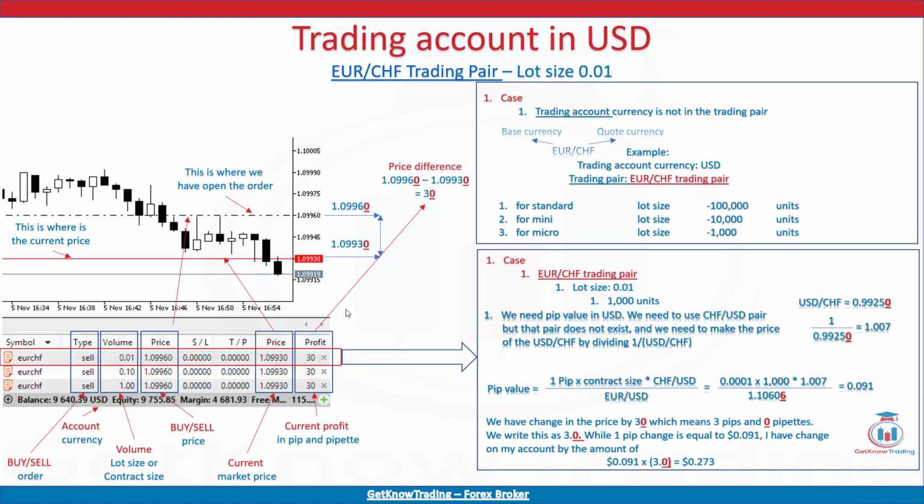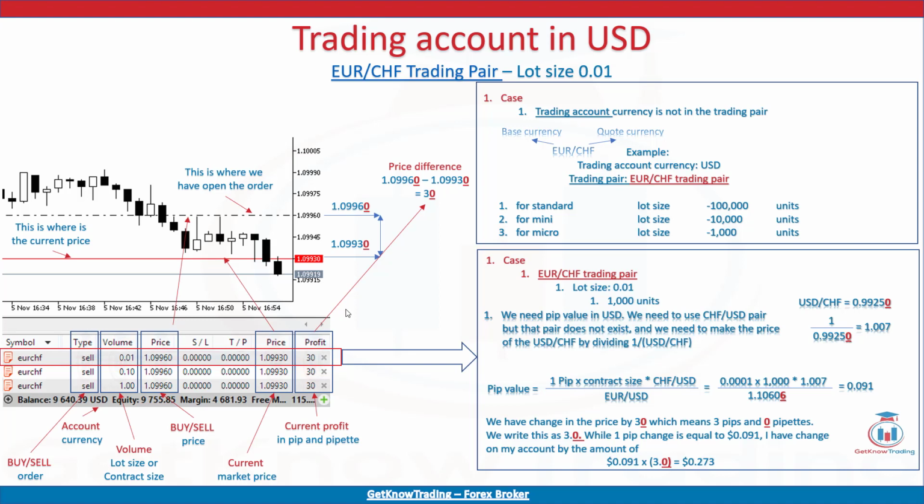In the case of Euro CHF, we have a case where our account balance is in US dollars and we are trading Euro and CHF, so there is no US dollar in the quote. So we need to make another calculation here. First, we need pip value in US dollar. We need to use CHF USD pair, but that pair does not exist. And we need to make the price of the USD CHF by dividing 1 with the current price of USD CHF.